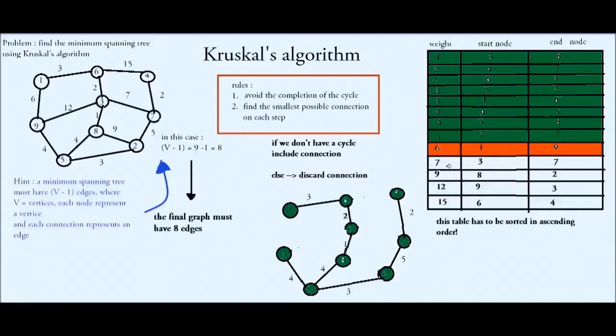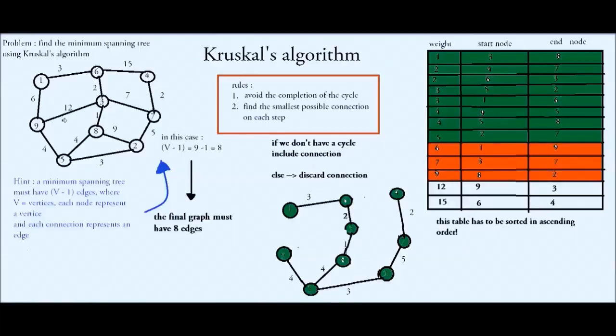So the next one is 7 from 3 to 7. From 3 to 7, if you put this here, then this would get you a cycle here. So you do not want this one as well. Go for the next one. Weight of 9 from 8 to 2. Weight of 9 is here from 8 to 2. If you put this one here, would this get you a cycle? Of course, you'd get a cycle here. So you do not want this one as well. Just make it like that.